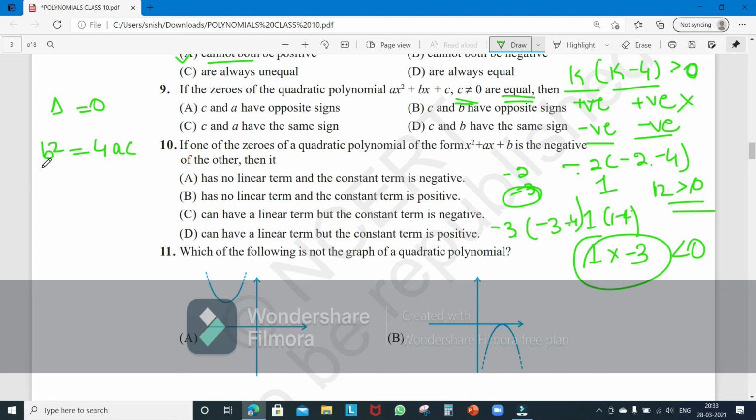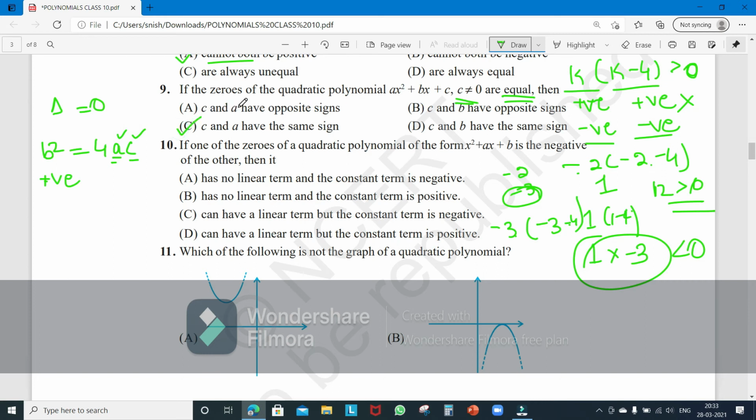Okay, now b square is always positive, right? Because the square of any number is not negative unless it's an imaginary number, which you will learn in further classes. But b square is always positive up to now, right? That means a and c should have similar signs, meaning both are positive or both are negative. Again, like here, positive into positive will give you positive, and negative into negative will give you positive. So both should be of the same sign. A and c should have the same sign.